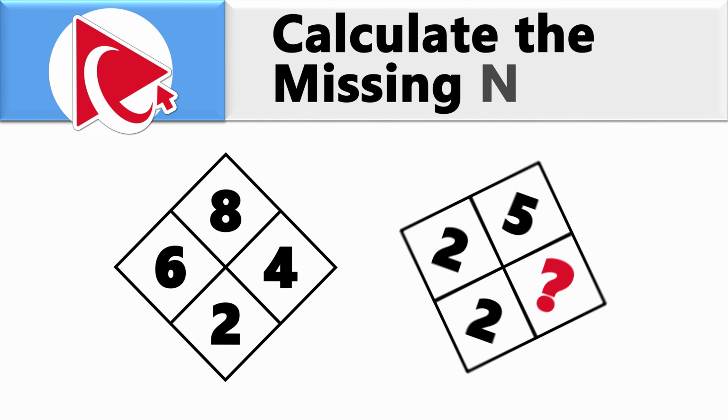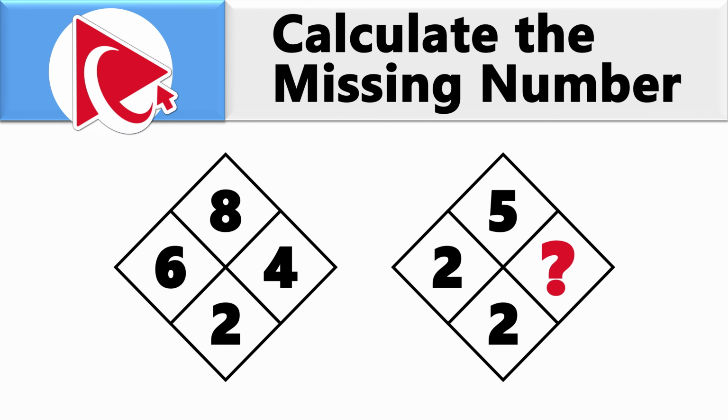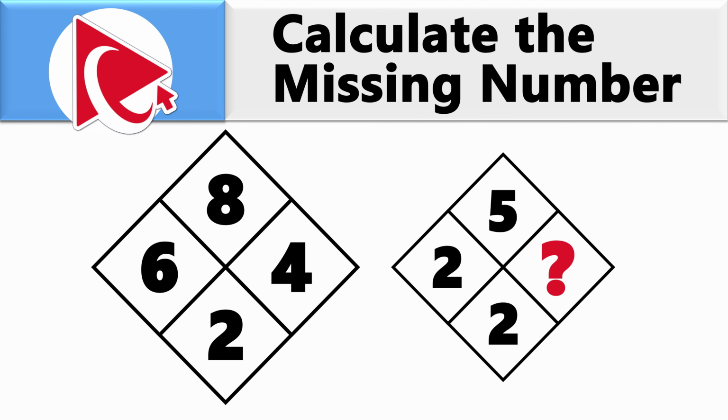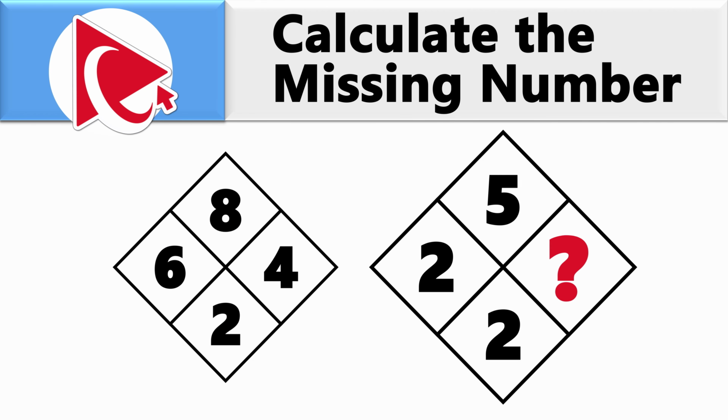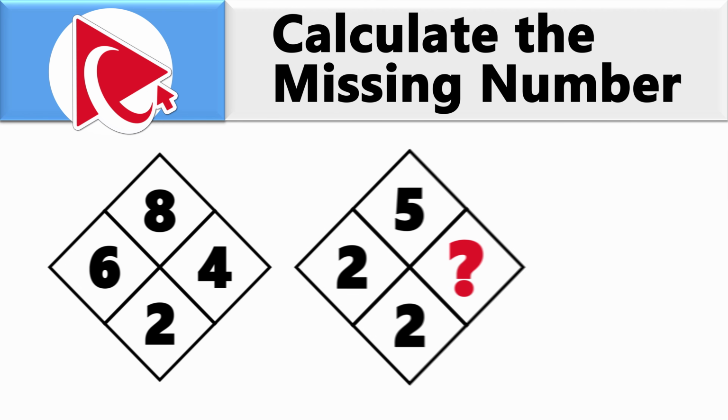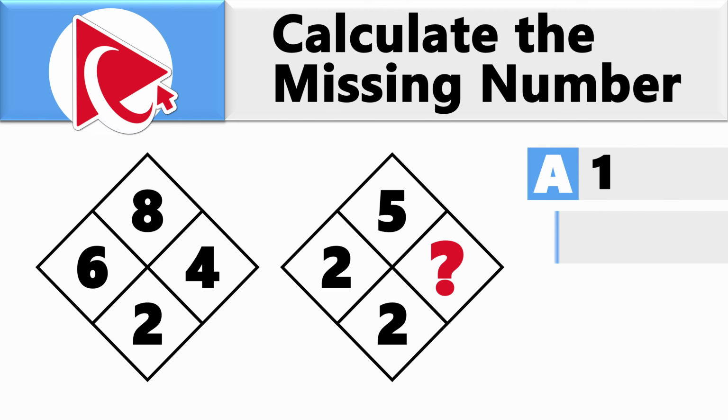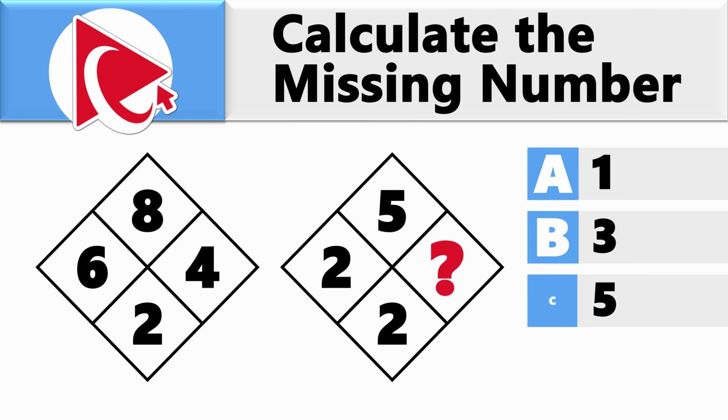You're presented with 2 diamonds. Each diamond has 4 numbers inside. In the first diamond, numbers are 8, 6, 2, and 4. And in the second diamond, numbers are 5, 2, 2, and then comes the missing number, which you need to calculate and select out of 4 possible choices. Choice A, 1. Choice B, 3. Choice C, 5. And last but not least, choice D, 7.